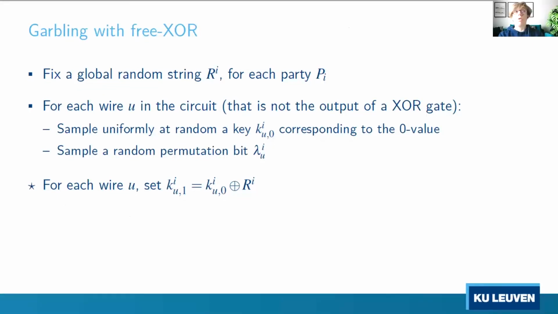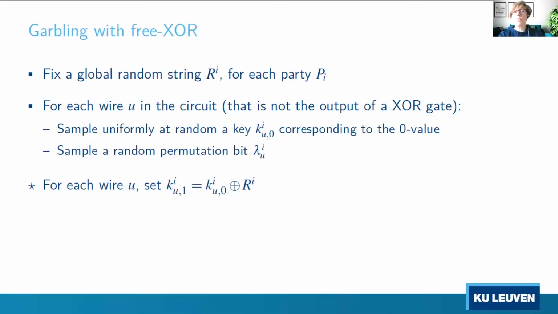So now we know how to garble an AND gate at a very high level again. And the same principle can be applied to every gate in the circuit. Since we assume a circuit made of just XOR and AND gates, we would like to introduce some optimization. In particular, we would like to evaluate XOR gates for free.